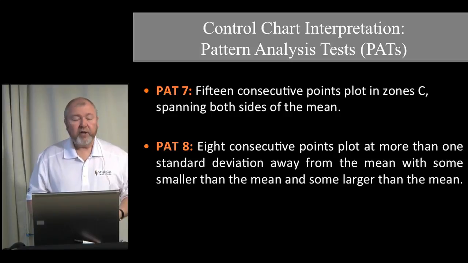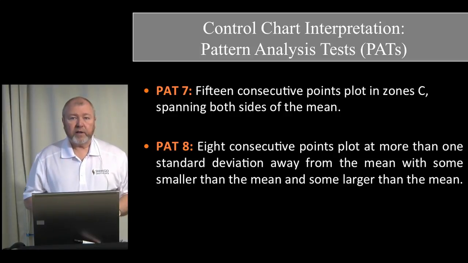Pattern 8, the opposite. It only examines the most recent 8 points. But none of them are inside the green lines. All of them are outside. All of them are at least 1 standard deviation away from the mean, or from the average performance level, that center green line, some bigger, some smaller. Okay, that usually indicates that process variation has increased, and that is almost always a negative indication. So you'll want to identify that problem and take care of it as quickly as possible.